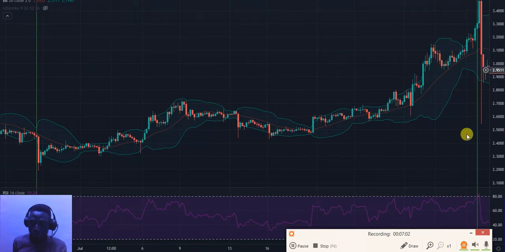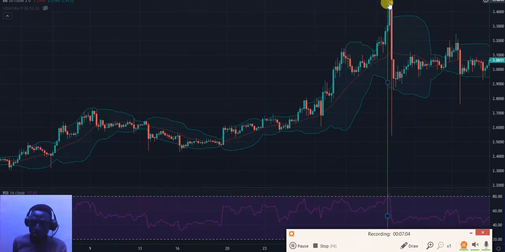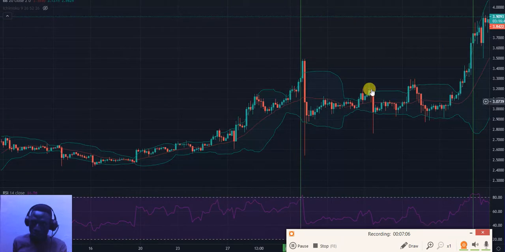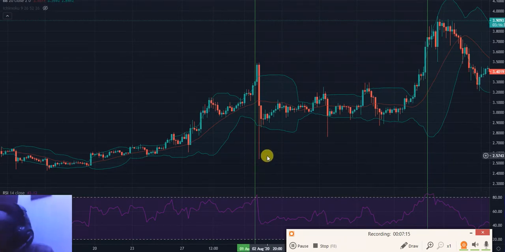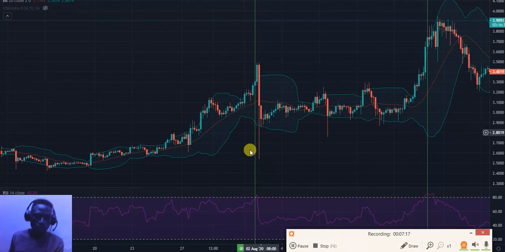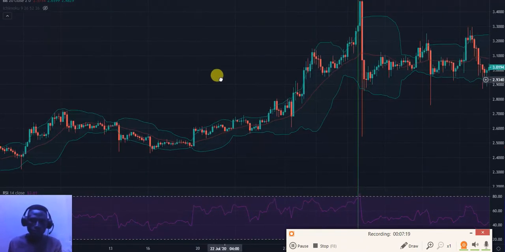Look at it. Price movement. It came down. Look at it here. It came down. Look at it here. It came down. Here too. It came down. So that means it's following the pattern.